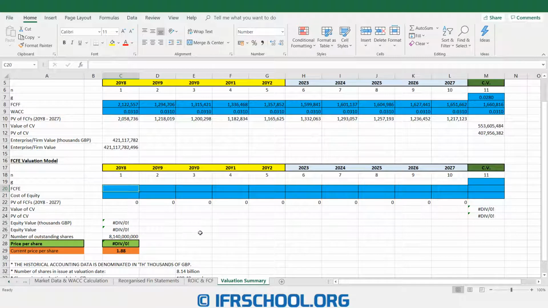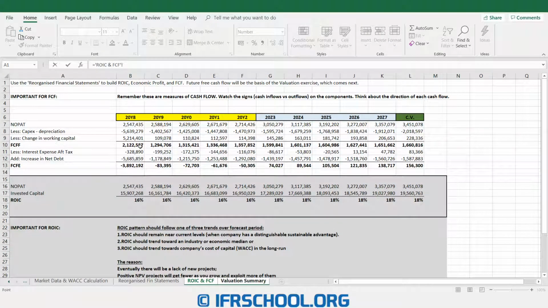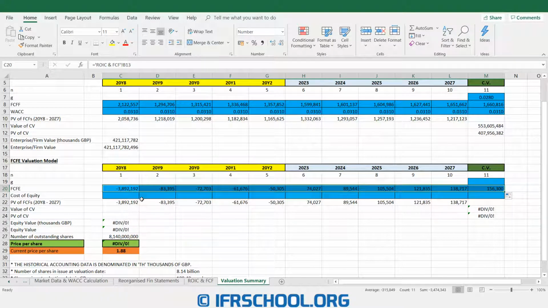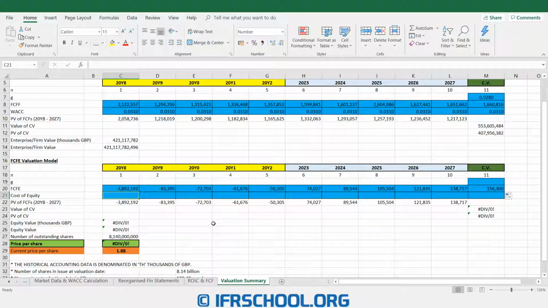Let's perform the valuation. I'll begin by inserting our estimates of the free cash flows to equity. Next, I will insert an appropriate discount rate, which is the cost of equity for this model.